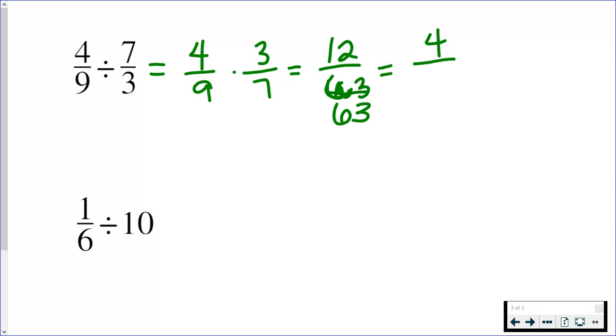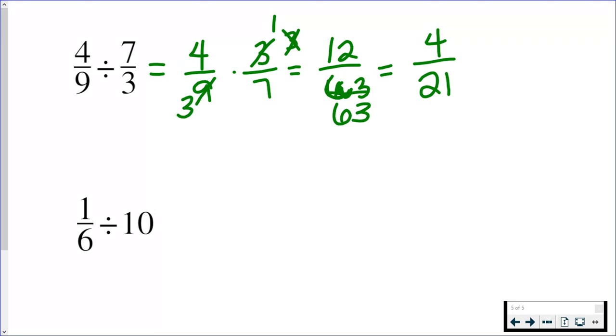12 divided by 3 is 4. 63 divided by 3 is 21. And so the simplified answer is 4 over 21. If you chose to simplify before multiplying straight across, notice you have a 3 among the numerators and you have a 9 among the denominators. Those numbers have something in common. You can divide both of them by 3. 3 divided by 3 is 1. 9 divided by 3 is 3.